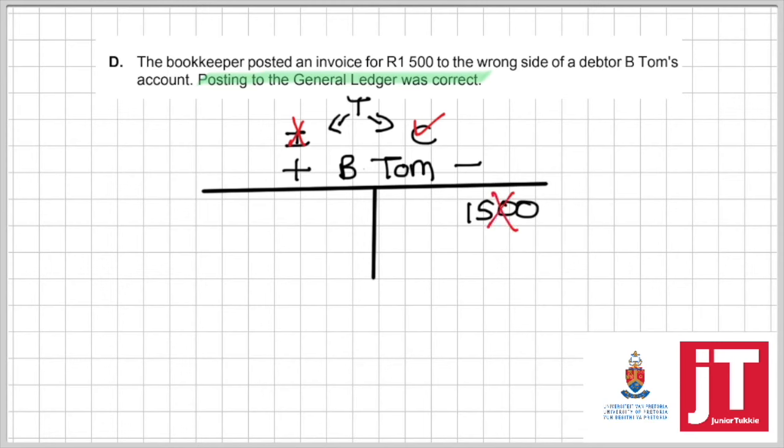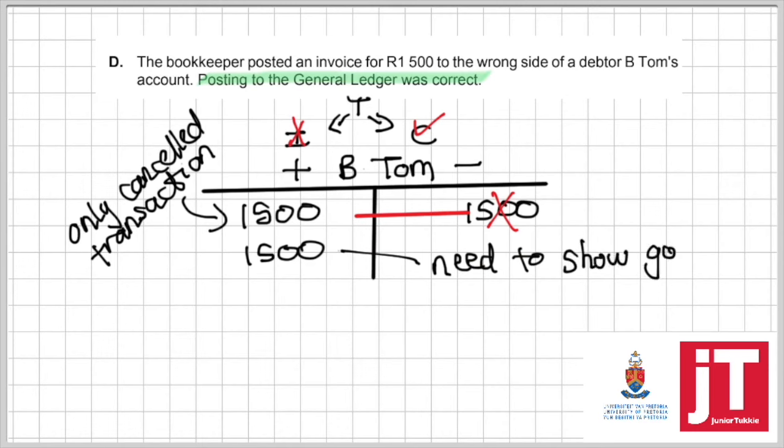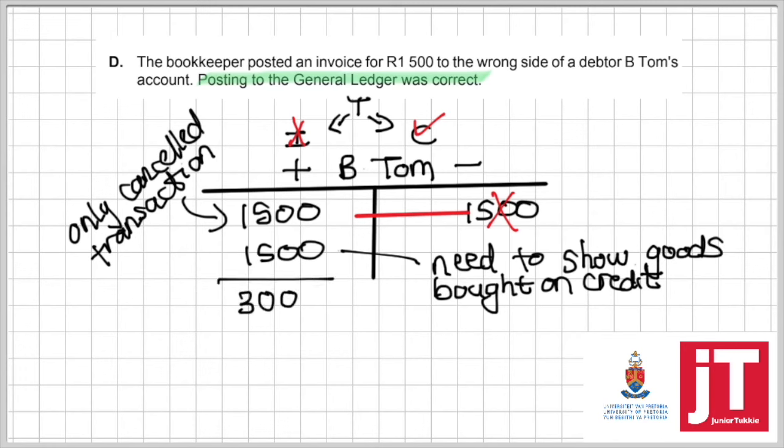So to correct this, we need to take that 1,500 out. So we need to put it on the debit side. By taking it out, we've only cancelled the transaction. We still need to record the 1,500 to show that he bought on credit. This means that his account will need to be debited with 3,000. And that will have a positive effect on the balance.